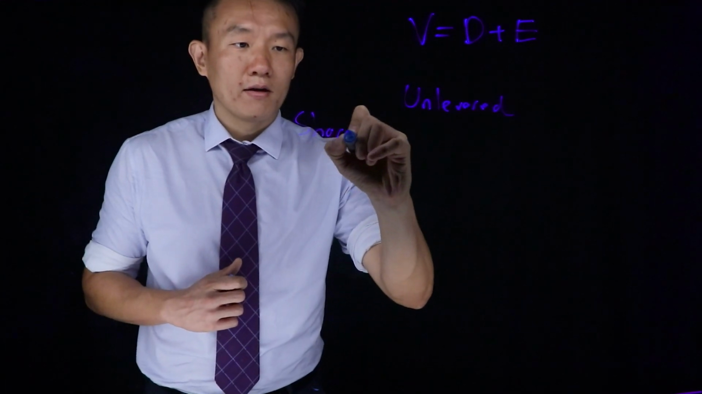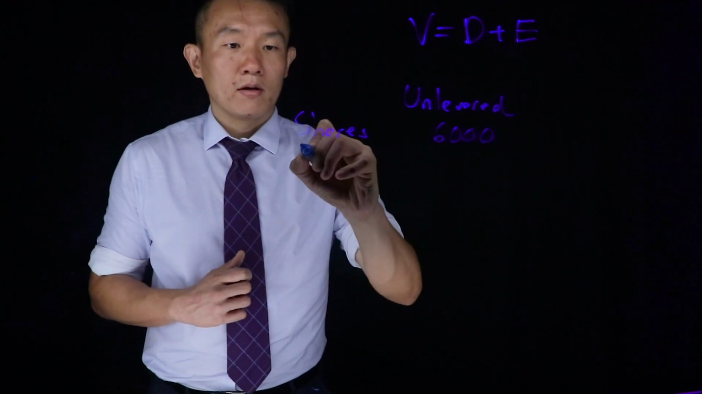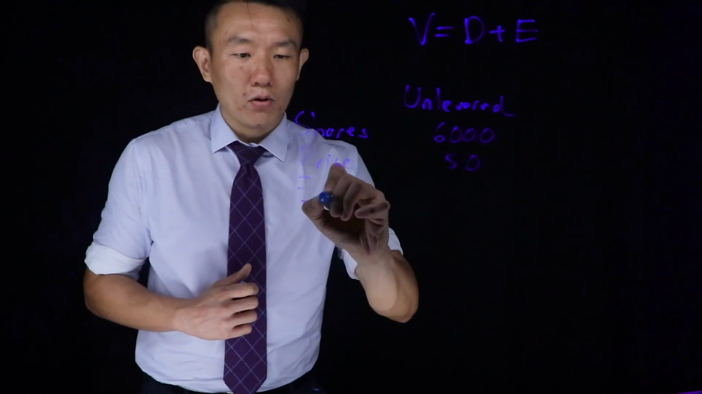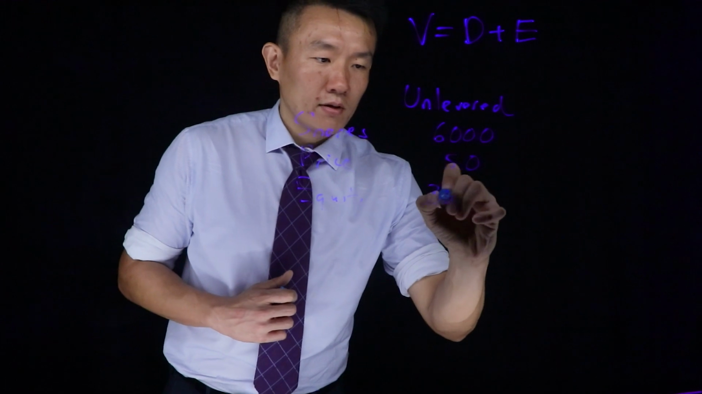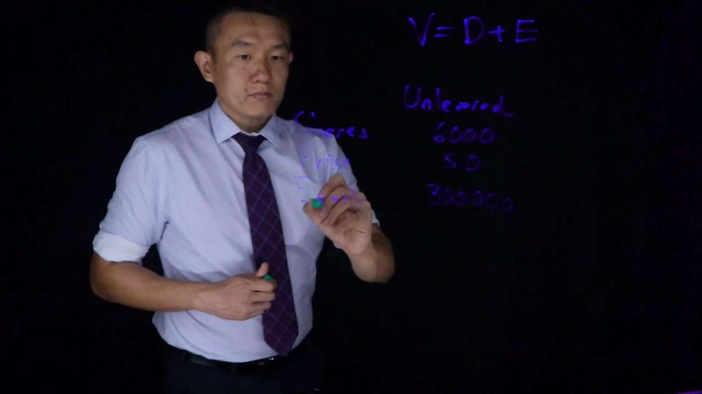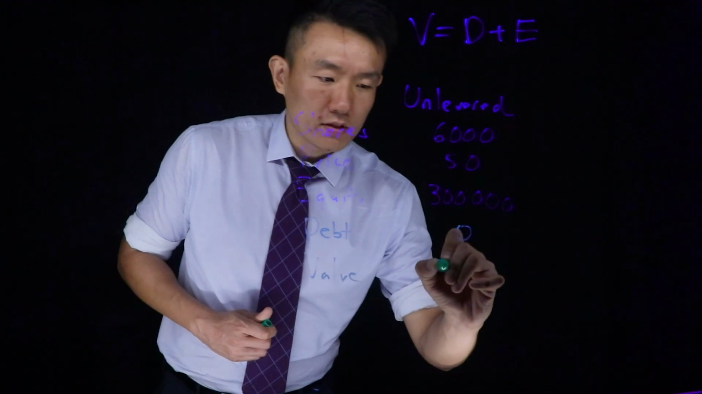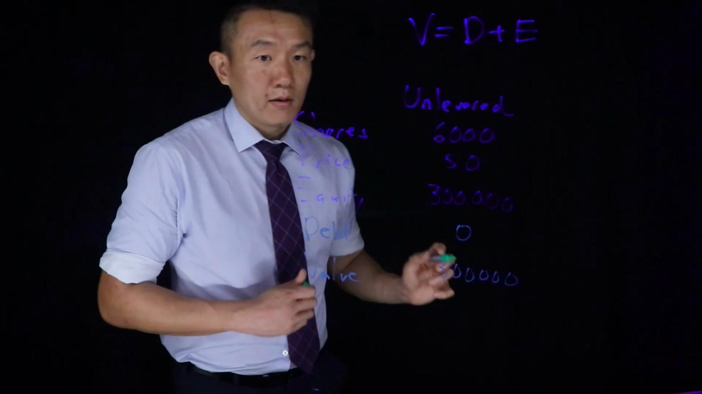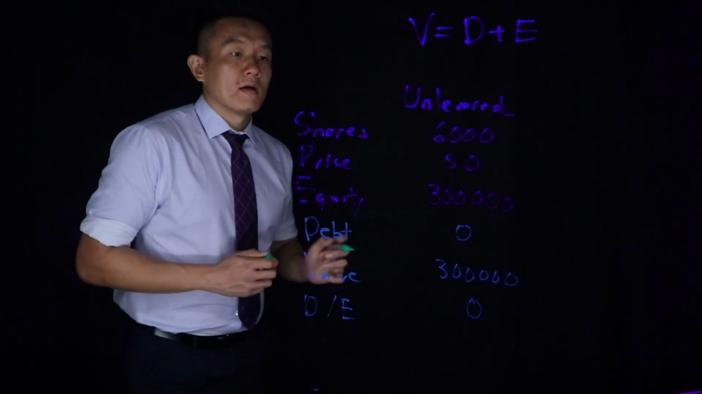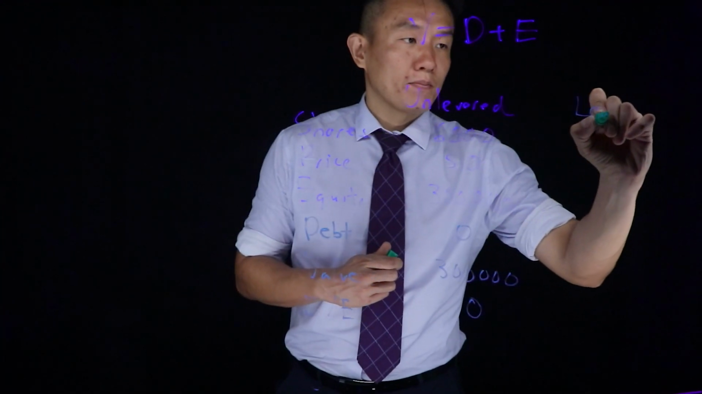So we're going to have 6,000 shares in this firm. The stock price is going to be 50, which means it has a total equity value of 300,000. It doesn't have any debt, so its total firm value is going to be 300,000. And the debt to equity ratio is going to be 0. So let's think about how we can go from an unlevered firm into a levered firm.